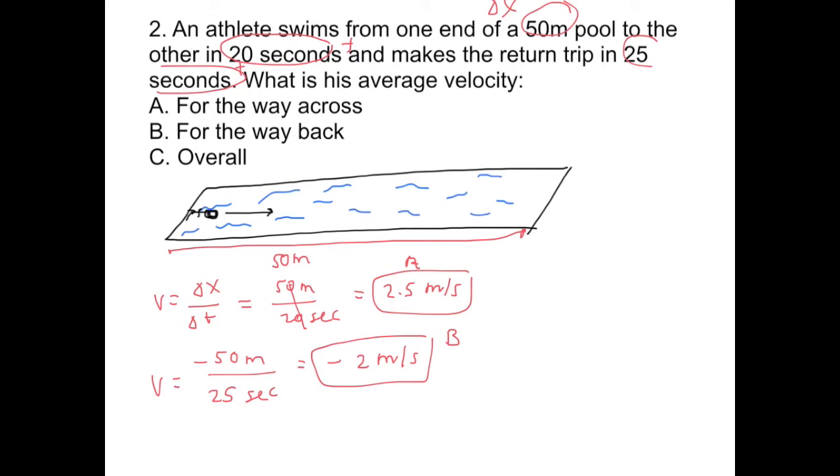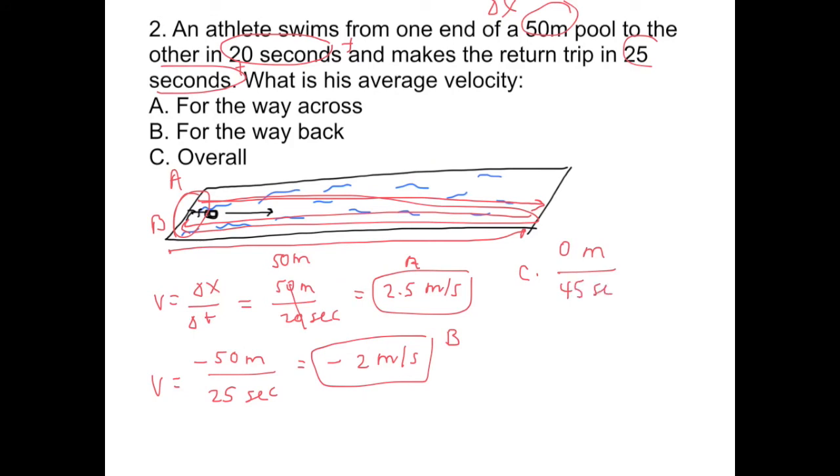Now let's look at part C. So we know that the athlete overall travels across the pool in this direction and then travels back. So he's getting back to this exact same place where he started. That means that the overall displacement of the athlete is 0. So for part C, the total displacement, again, is different from the distance traveled, because you can see he takes this circuitous path from point A to point B, but point A and point B are in the same place. So that's 0 meters over the total time, which would be 45 seconds, because that's the time for the way out plus the time for the way back. So that's going to be 0 meters per second.